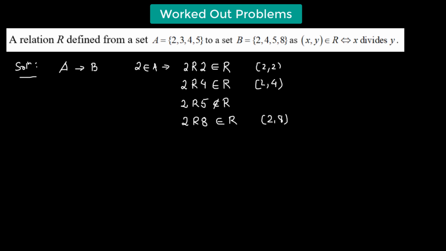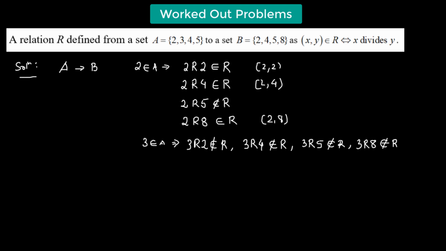Now we pick up the second element from set A. 3 belongs to A. Now from here we see that none of the elements in set B are divisible by the number 3. So we'll simply say that 3R2 does not belong to the relation. 3R4 does not belong to the relation R. 3R5 also does not belong to the relation R. And finally 3R8 does not belong to the relation R.